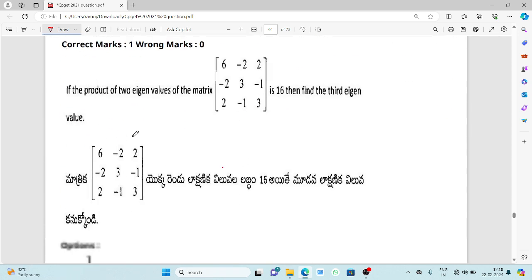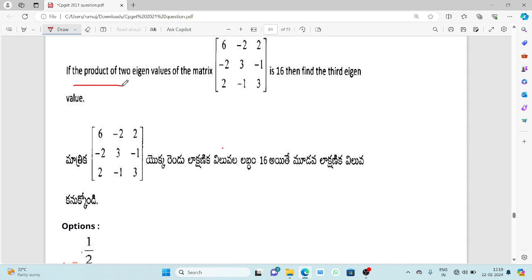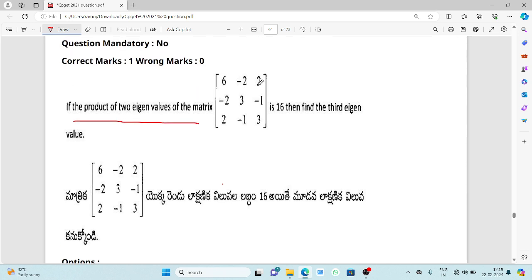And the 85th question: the product of two eigenvalues of a given matrix is 16, and he is asking to find the third eigenvalue of the matrix. We know that the product of the eigenvalues is equal to the determinant of the matrix.